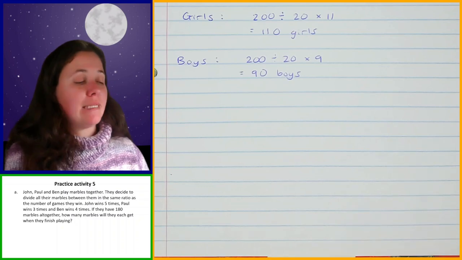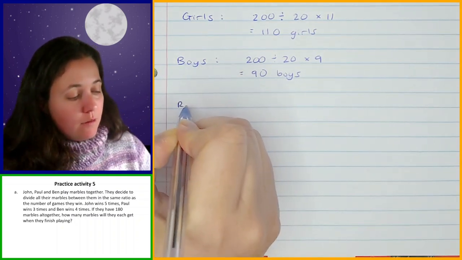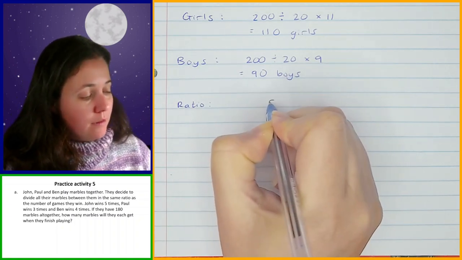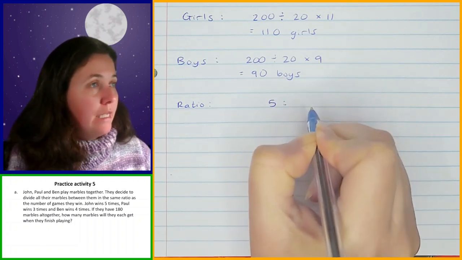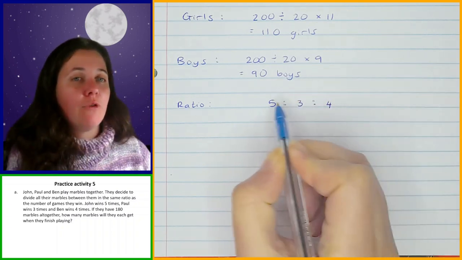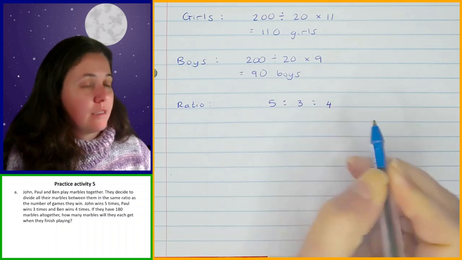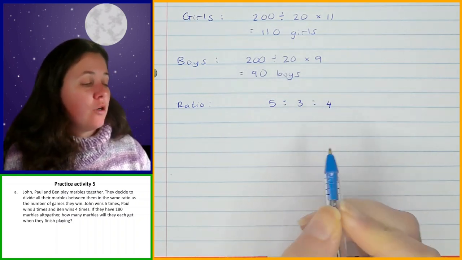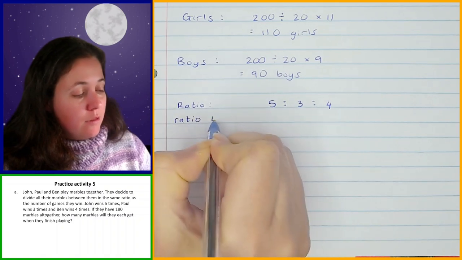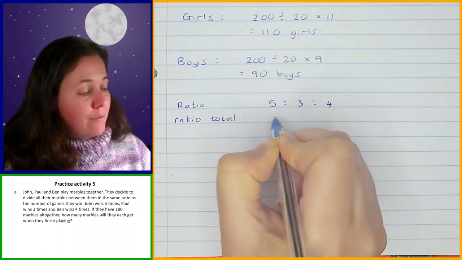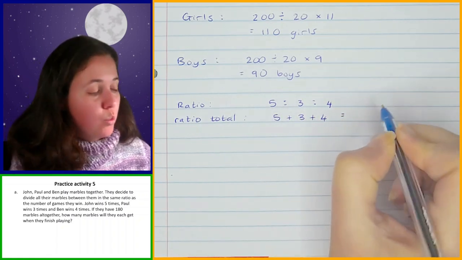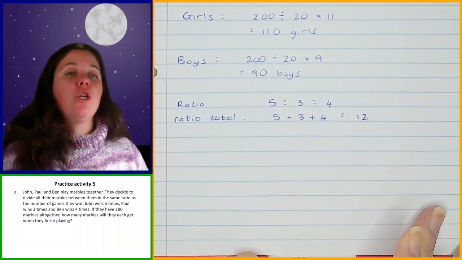Okay, so the first thing we need to do is write down our ratio. Our ratio in this case is 5 for John to 3 for Paul to 4 for Ben. Now, as I said, you can have a ratio with more than 2 parts to it like this. In this case, we've got 3 people. So now we also need to do our ratio total by adding each of those up. So we have 5 plus 3 plus 4, and that gives us 12. Okay, so now we know what our ratio total is.